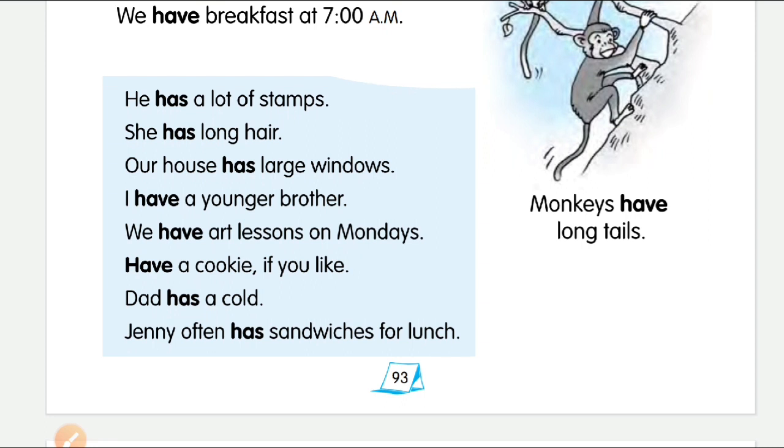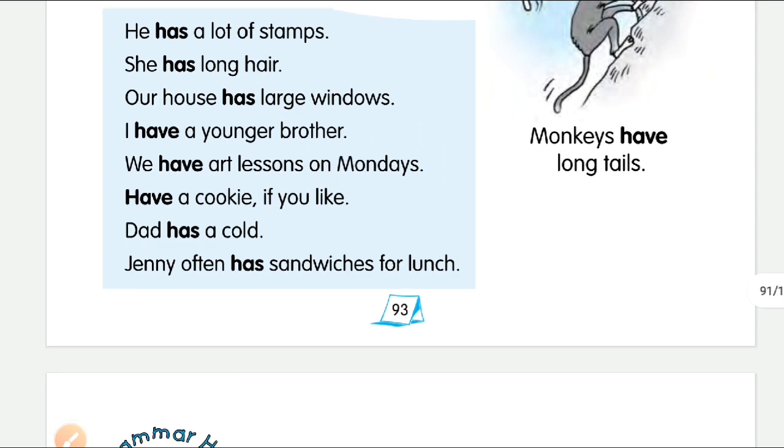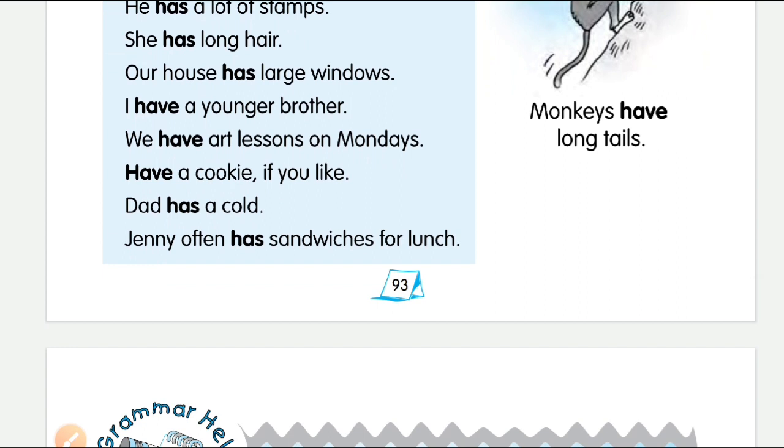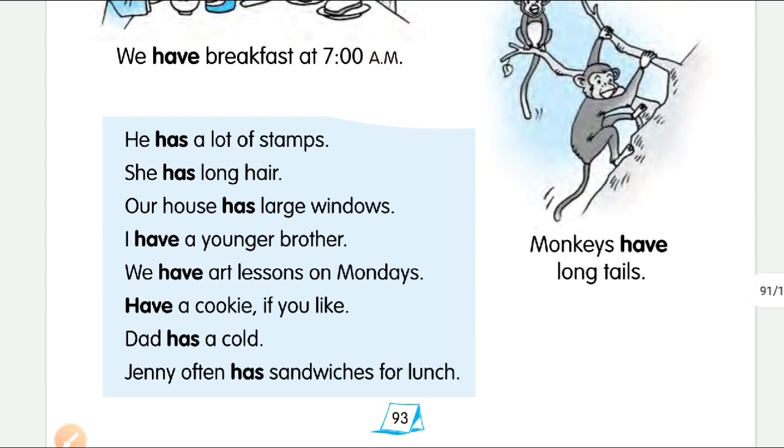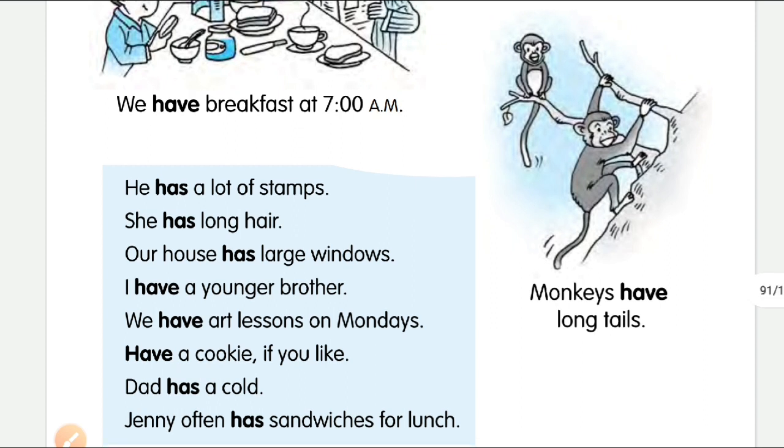Suppose Ram has good talent. Any name will also be followed by has. So Dad has a cold. Jenny often has a sandwich for lunch. Here you can see monkeys have long tails, because all monkeys have long tails. And in the picture there are two monkeys. That's why have is used here. Monkeys have long tails. If there is one monkey, then we should say the monkey has a long tail.